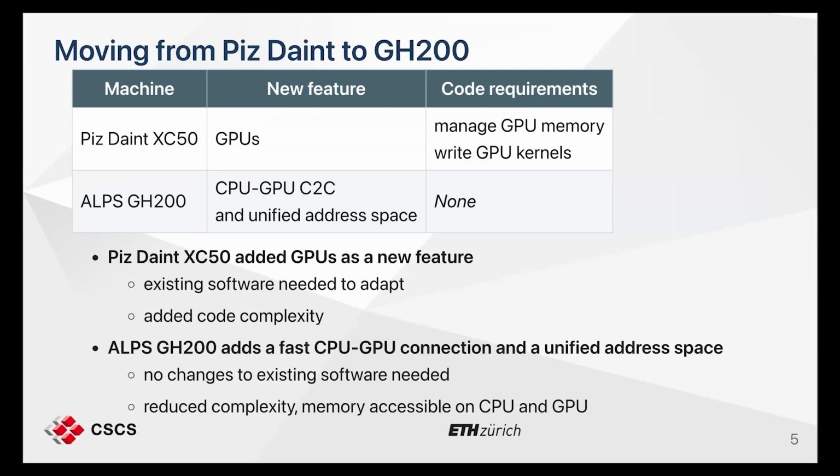This table highlights a key difference when migrating applications from Piz Daint to GH200. On Piz Daint, adding GPU support required significant code changes to manage GPU memory and to write GPU kernels. On the other hand, GH200, with its unified address space and the new fast chip-to-chip interconnect, offers major benefits for CPU-to-GPU applications. Applications that need to frequently move data between CPU and GPU can now do so with drastically reduced overhead.